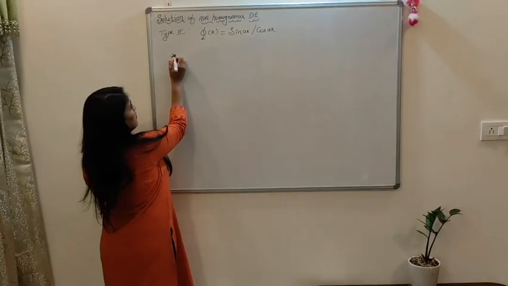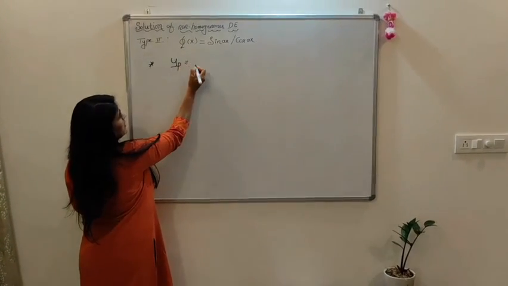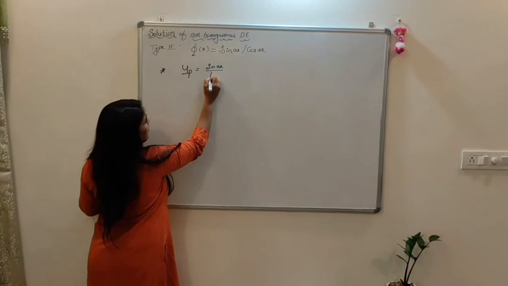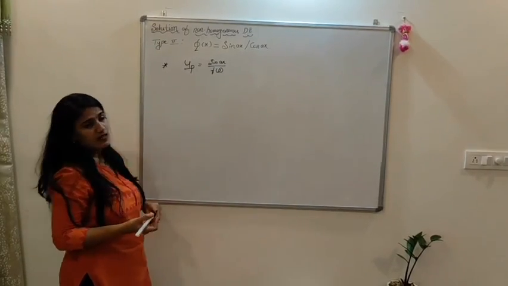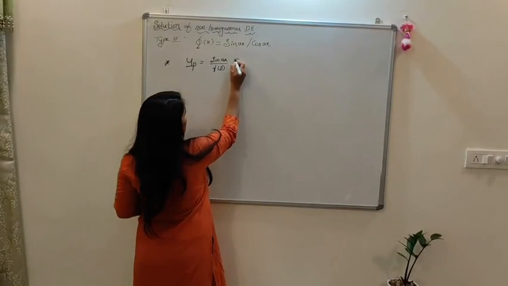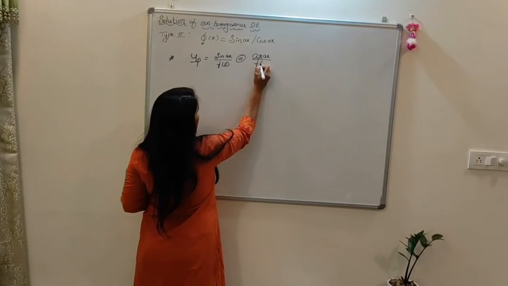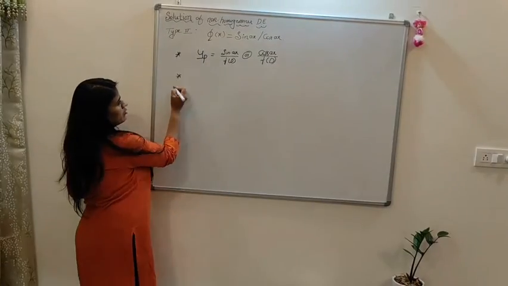Firstly, the particular integral, I will write it as yp is equal to sin ax divided by f of D, where f of D means the y coefficient, or else cos ax divided by f of D. Okay. So what we need to do next?